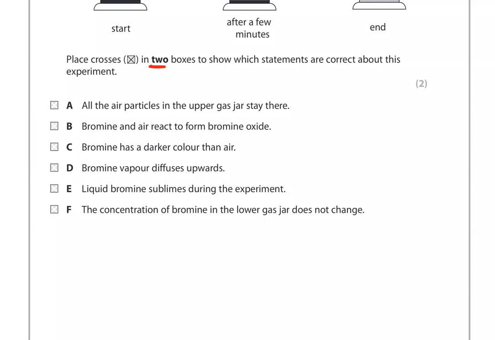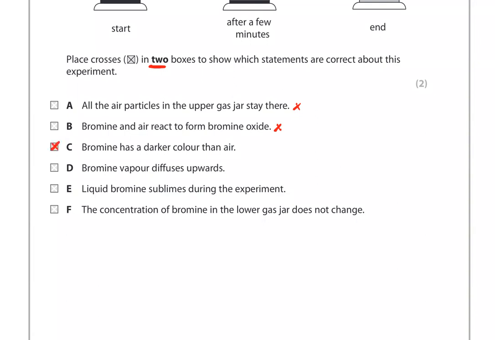A. All the air particles in the upper jar stay there. Definitely not, because diffusion happens. Bromine and air react. No reaction between bromine and air at room temperature. Bromine has darker colors than air. Of course bromine is brown and air is colorless, so it's right. So here it will be C. Okay.